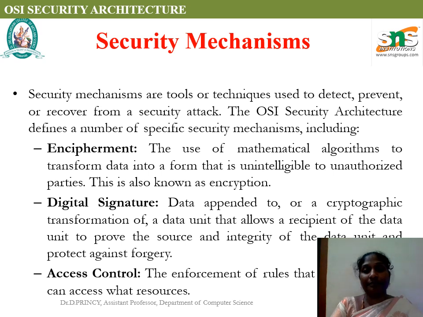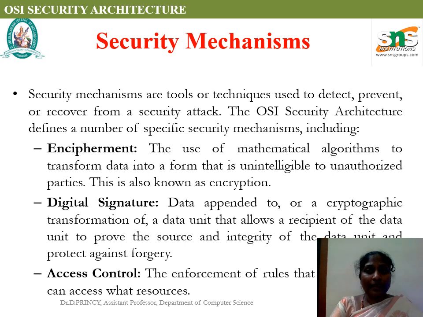Security mechanisms. Security mechanisms are nothing but the tools or devices or techniques which are used to detect, prevent or recover from security attacks. Before an attack happens, we have to prevent. When the attack happens, we have to detect. After the attack, we have to recover the data. So the tools which are used for those things are called security mechanisms.